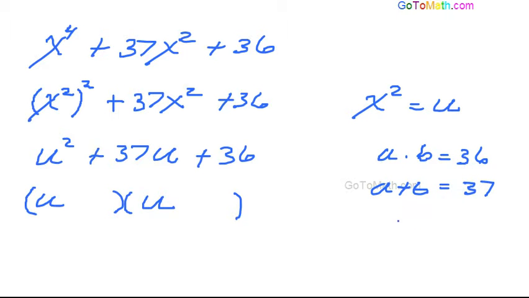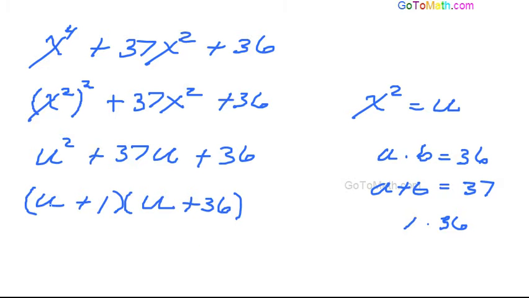What about 31 and 36? If you look at this, 1 plus 36 is 37, right? 1 times 36 is 36. So I think that's what we're going to do. That was pretty easy. A plus and a plus.